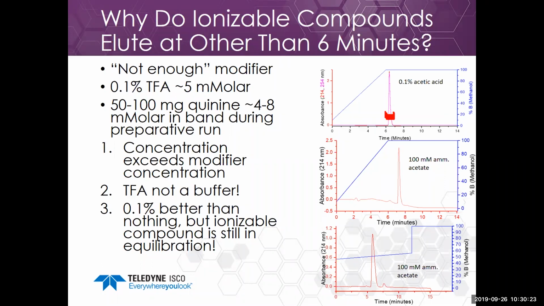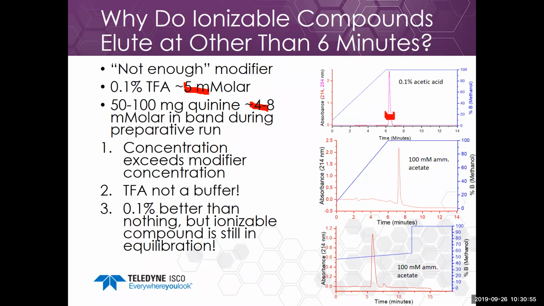concentration. The other problem is TFA, formic acid, or acetic acid are not buffers. They're just an acid. You keep the pH low. 0.1% is better than nothing. It does do a great job at improving the peak shape so we can get usable chromatography. However, because the concentration of the compound is similar to that of the solvent modifier, it's still in equilibration.